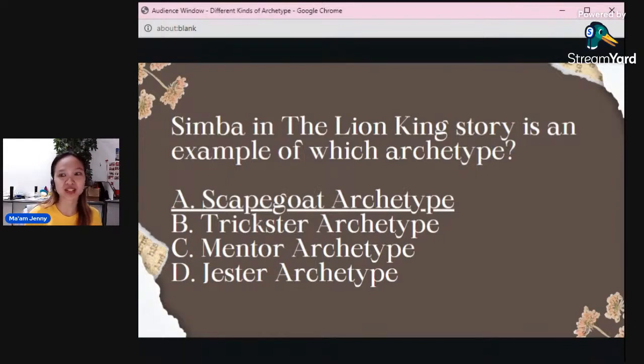So he was blamed and Scar told him to run. Run, Simba. Run as far as you can. At doon namuhay siya sa other part of the world. And then he met friends. Yeah, the Hakuna Matata friends. And that's why, kahit hindi naman talaga niya kasalanan, naging exile siya. Actually, matutulungan naman talaga si Mufasa, but Scar didn't help him, right? Scar eventually killed Mufasa, but Simba was the one blamed for that. So scapegoat archetype. Hindi naman niya kasalanan, pero siya yung naging exile.